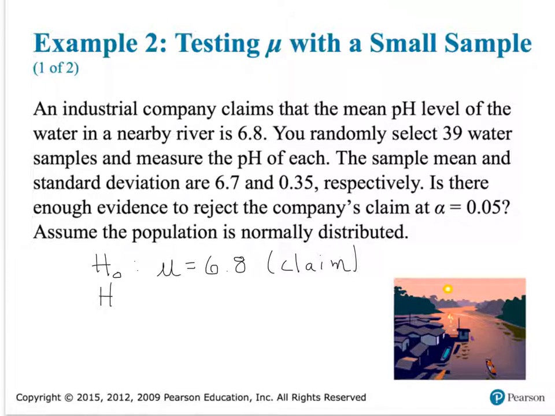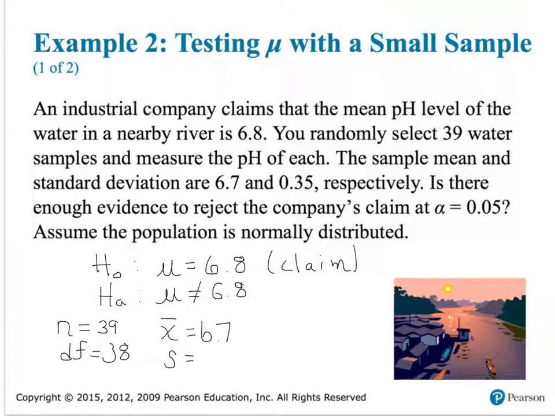The complement of equal to 6.8 is of course not equal to 6.8. Okay, we read on and it says you randomly select 39 water samples. So n is 39, giving us our degrees of freedom equal to 38. And we measure the pH of each of those samples. The sample mean, x bar, is 6.7. The sample standard deviation, s, is 0.35.